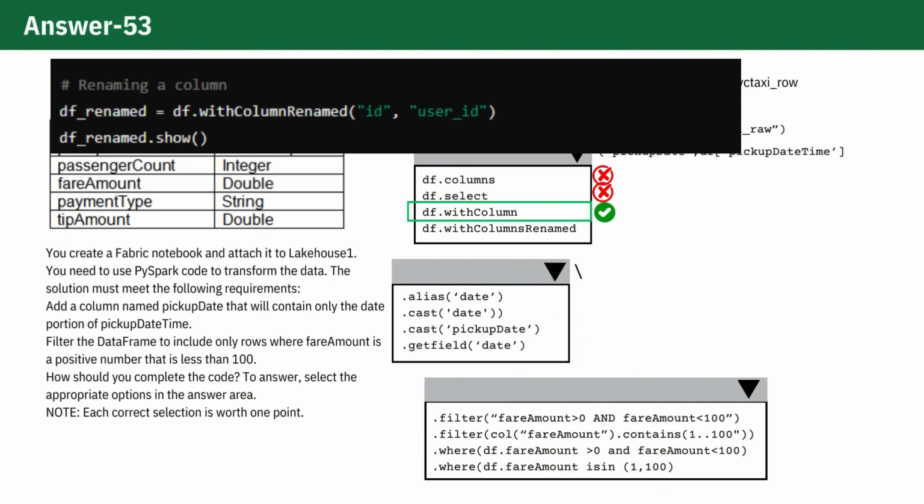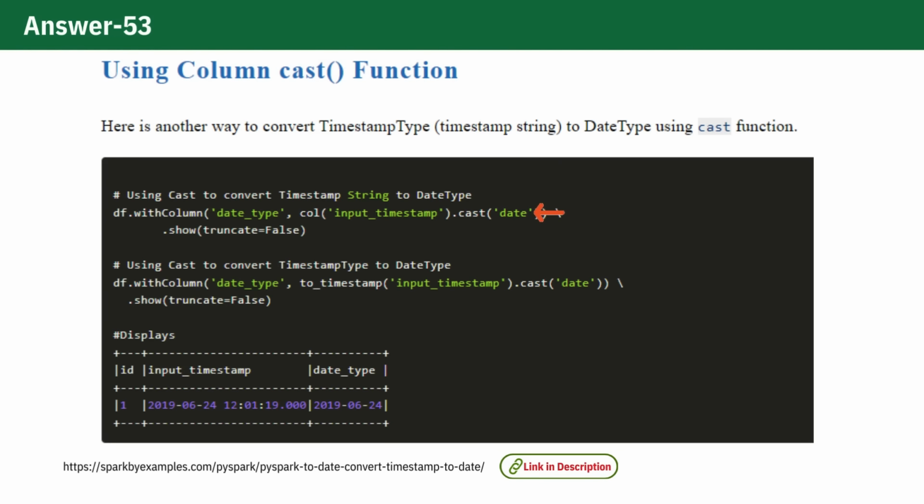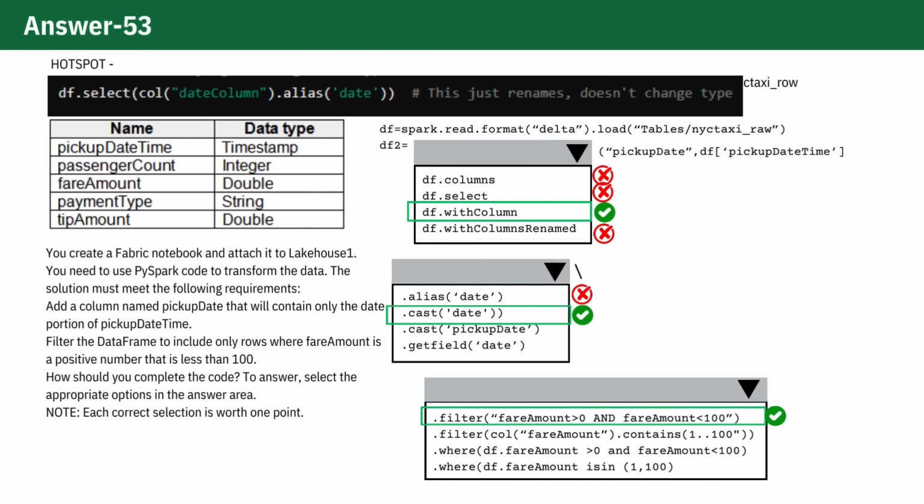For extracting the date, cast date is correct because it accurately converts the timestamp to a date type, focusing only on the date part of the pickup date time. Alias date is incorrect, as it's used to rename columns in data frame outputs, not for typecasting.